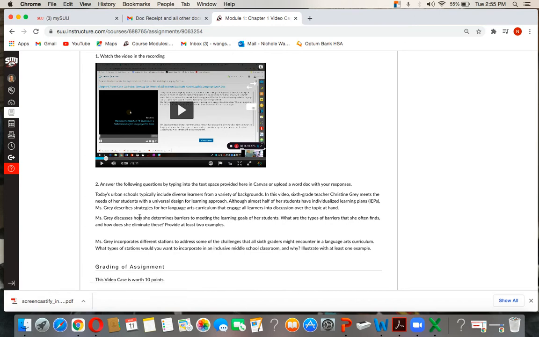Ms. Gray discusses how she determines barriers to meet the learning goals of her students. What are the types of barriers that she often finds, and how does she eliminate those? Provide 2 examples. Miss Gray incorporates different stations to address some of the challenges that all 6th graders might encounter in a language arts curriculum.